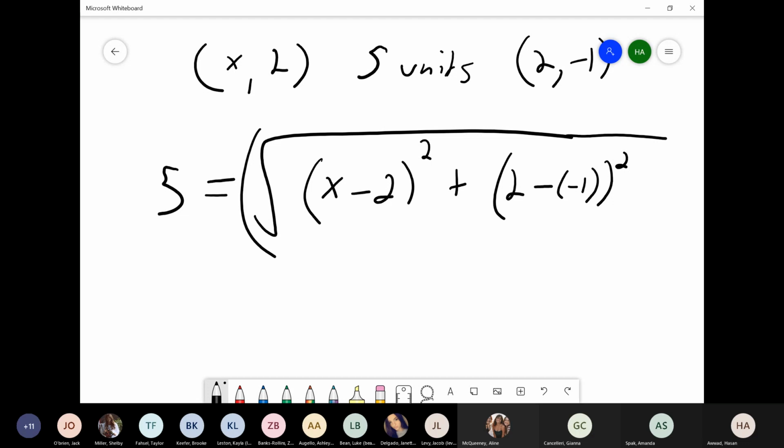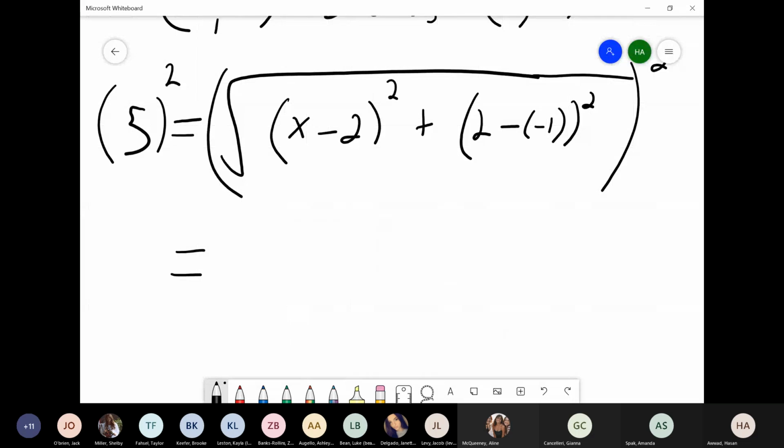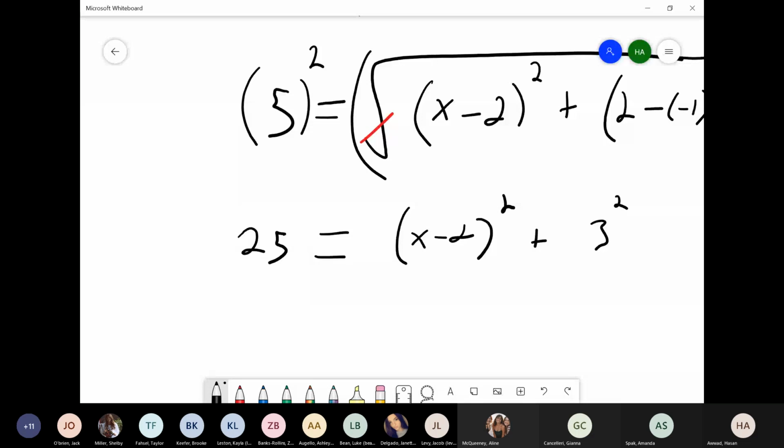So squaring both sides, that means we're going to square this entire thing, and we're going to square 5. Okay, so to square this entire side on the right, well, everything is underneath the square root, right? So all that's happening is the square is canceling with the root, and then everything else drops down. So we're left with x minus 2 squared plus 2, and I'm just going to simplify this because we know we can. 2 minus -1 is the same thing as 2 plus 1, which is 3 squared, so we'll just write 3 squared here. And over here, 5 squared is 25.